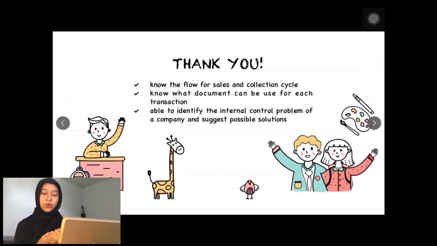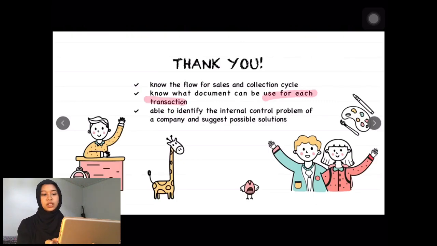Here I am to conclude all of my friends punya presentation. So in this topic, we know that the flow for sales and collection cycle, sebab my group explain about sales and collection cycle. So lepas tengok video semua, saya dapat tahu lah the flow for sales and collection cycle. Next, dokumen yang boleh digunakan untuk setiap transaction. What document can be used for each transaction.